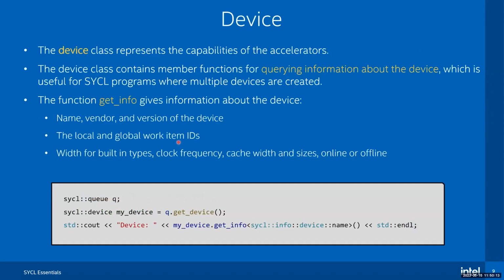And there's also a device class. So mainly a device represents the capabilities of an accelerator. So let's say you create a queue, you can get the device by just doing queue.getDevice. And once you have the device, you can get all the other parameters of the device. So as an example, you can get the device name, right? You can also get the device capability. How many compute units does it have? How much memory does your device have? So all that information can be queried once you have the device available to you, right?